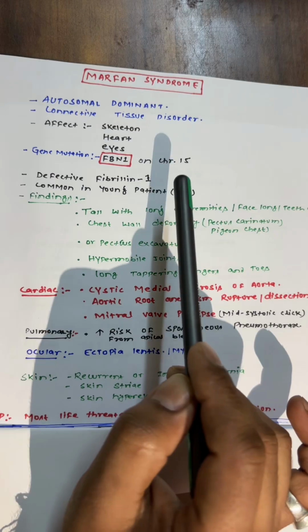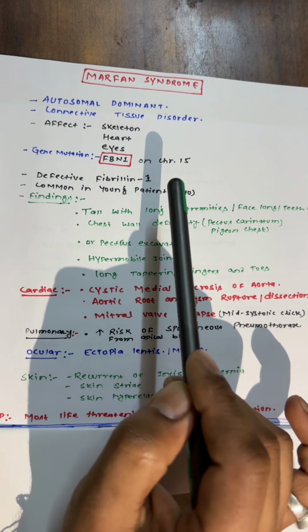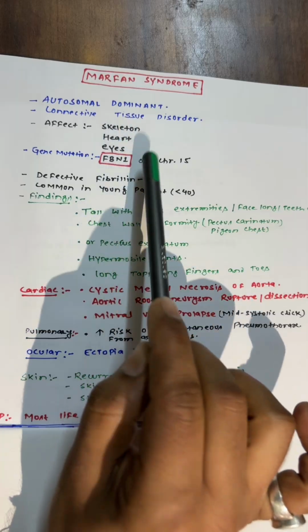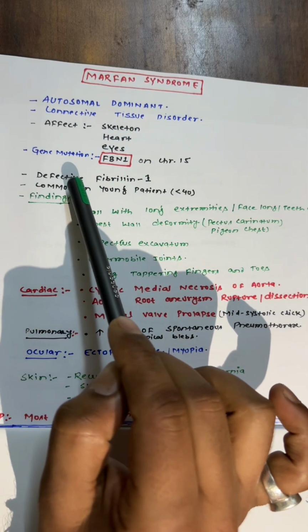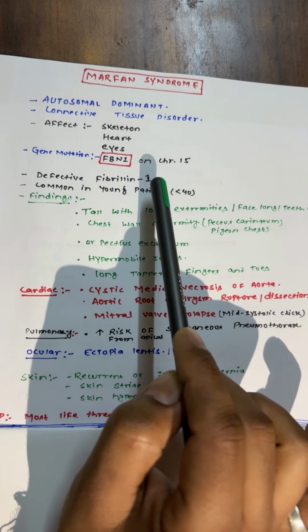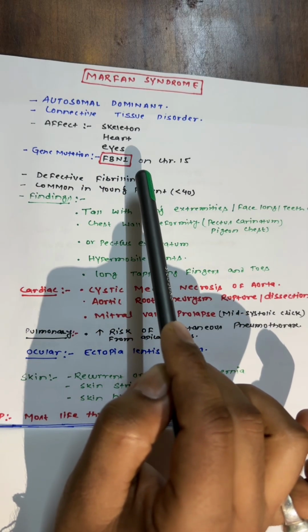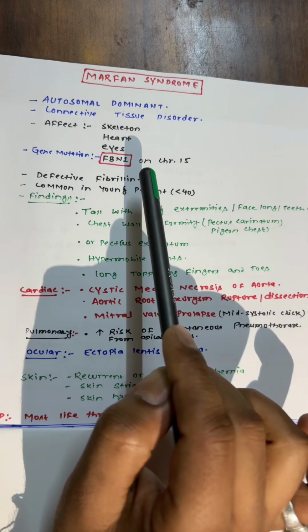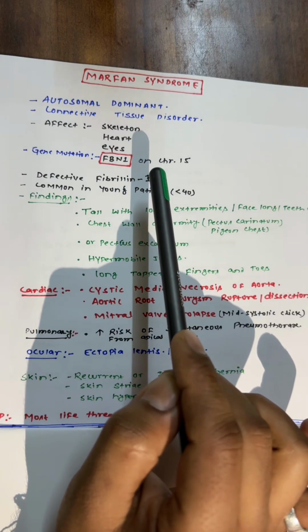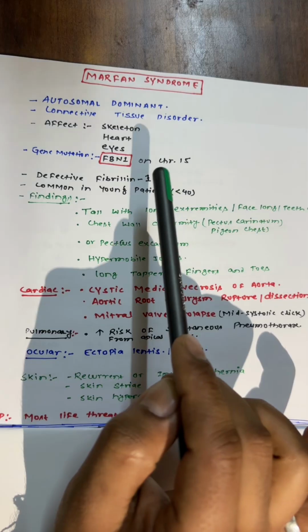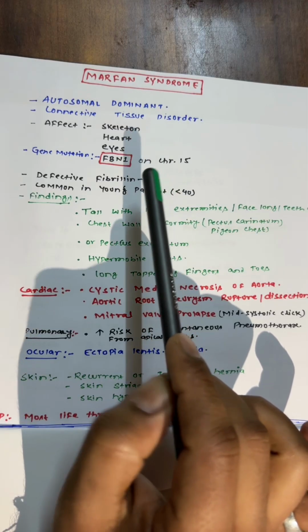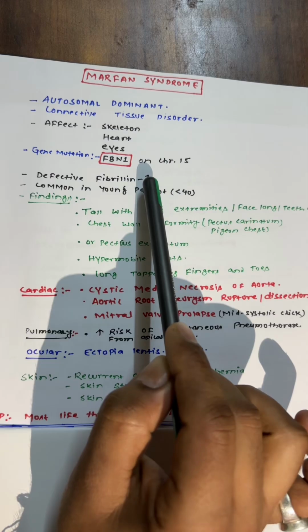As I told you previously, if this gene is affected, there will be defective fibrillin 1 production. If fibrillin production is defective, it will not hold the elastin or provide a good shape to it. Without fibrillin, elastin cannot hold its shape.